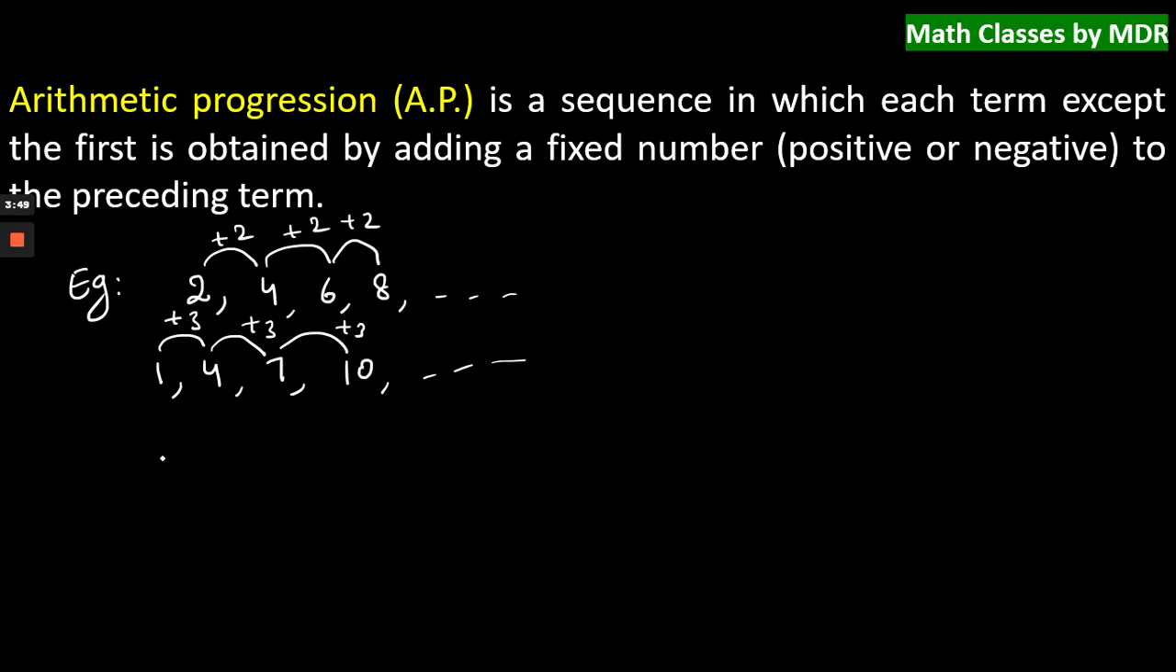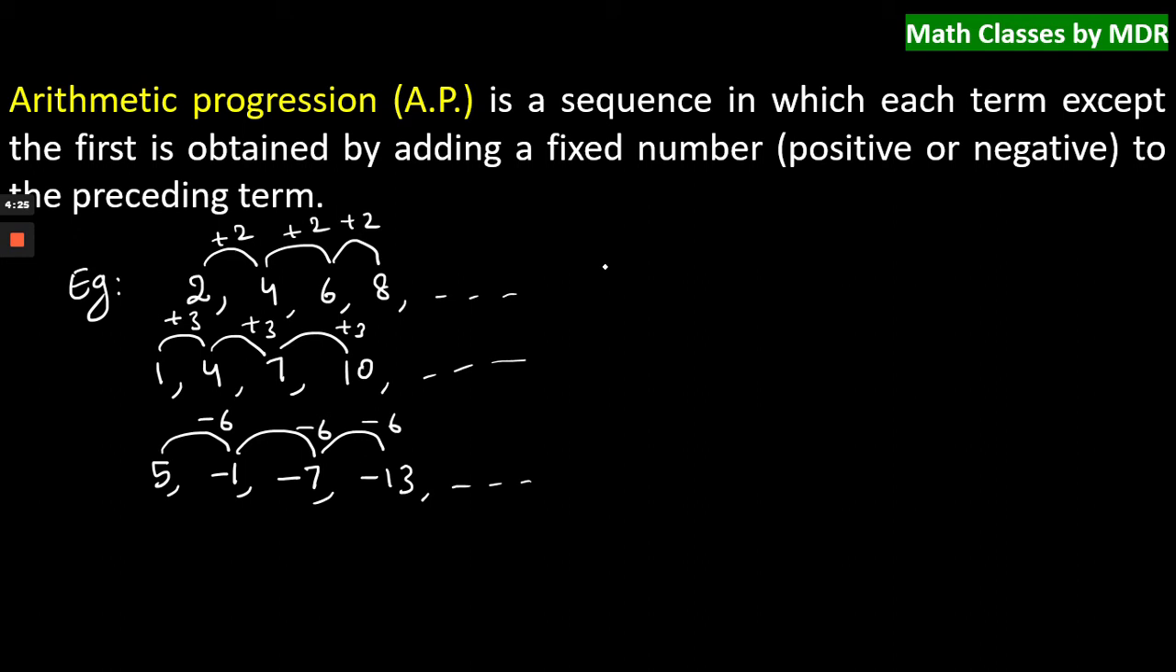Now let me take one more example. For example, we have 5, minus 1, minus 7, minus 13 and so on. The common difference here is minus 6. Adding minus 6 to the previous term, or subtracting 6 from the previous term, you will get the next term. In each case, by either adding or subtracting a fixed number, we are getting the consecutive terms. These types of sequences are called arithmetic sequences.